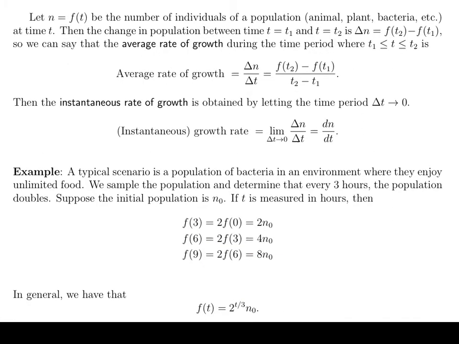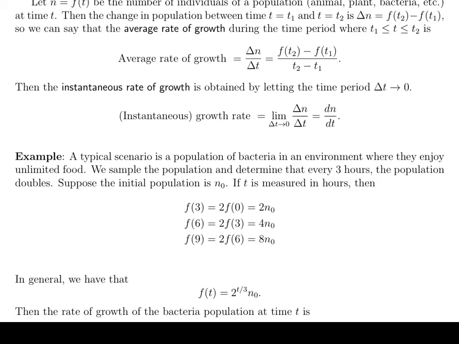This actually enables us to write down a general formula for what the population is. f of t is equal to 2 raised to the t over 3 times n naught. You should be able to see that as we plug in values like 3, 6, and 9, it gives us the appropriate doubling every 3 hours. You can see if you plugged in 12, it should have doubled 4 times, and you'd have a factor of 16 out in front. 16 times what the original population is.